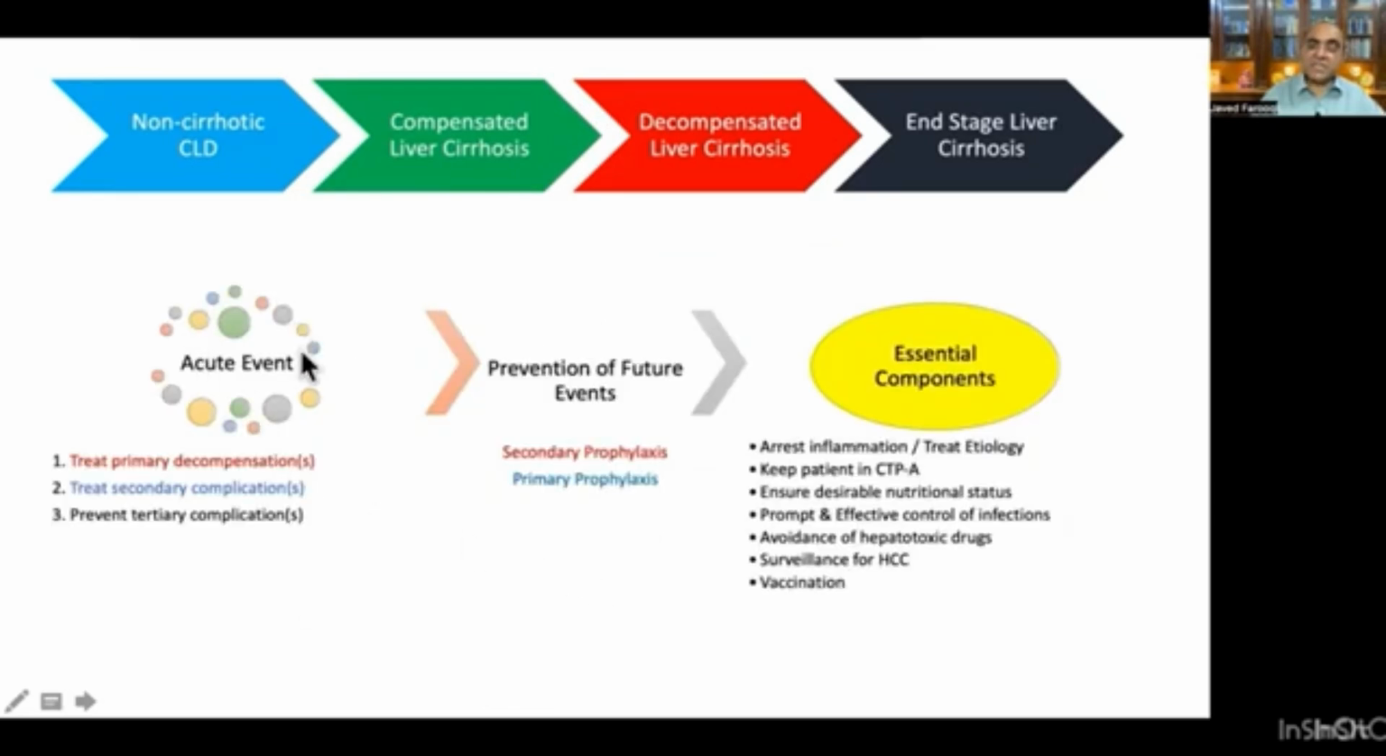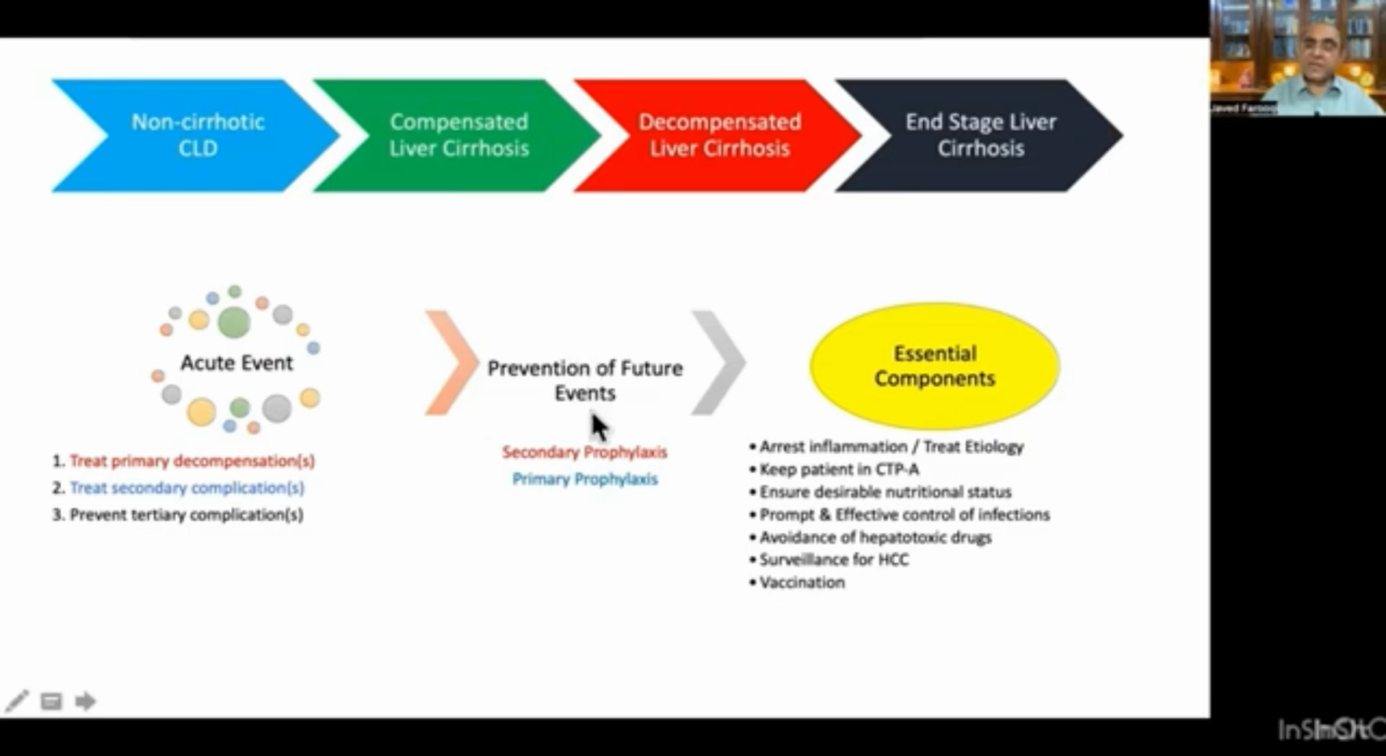So after the successful treatment of the acute event by these three measures, the next step comes: prevention of future events. You give the secondary prophylaxis for the complication which brought the patient in, for example, variceal bleed. If the patient was not on primary prophylaxis, you start the patient on the secondary prophylaxis of variceal bleed. And you start the primary prophylaxis for the other complications, like for hepatic encephalopathy, for ascites, good nutrition. For hepatic encephalopathy, you avoid the precipitating factors like constipation, like drugs.